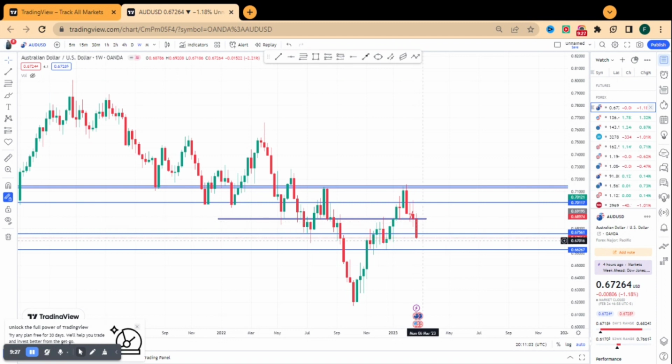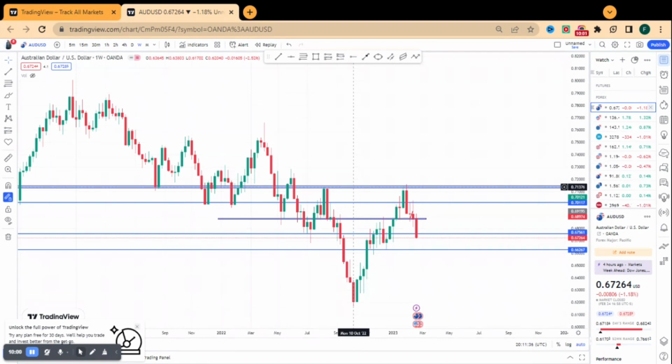AUD USD fell very well last week. As you can see, there is another double top on the weekly time frame. Don't forget, we saw a double top on the monthly time frame. Now there's another double top on the weekly time frame. Look at this candle here. Whenever you see a double top on a chart, it means the sellers are trying to come in and pull the market down.